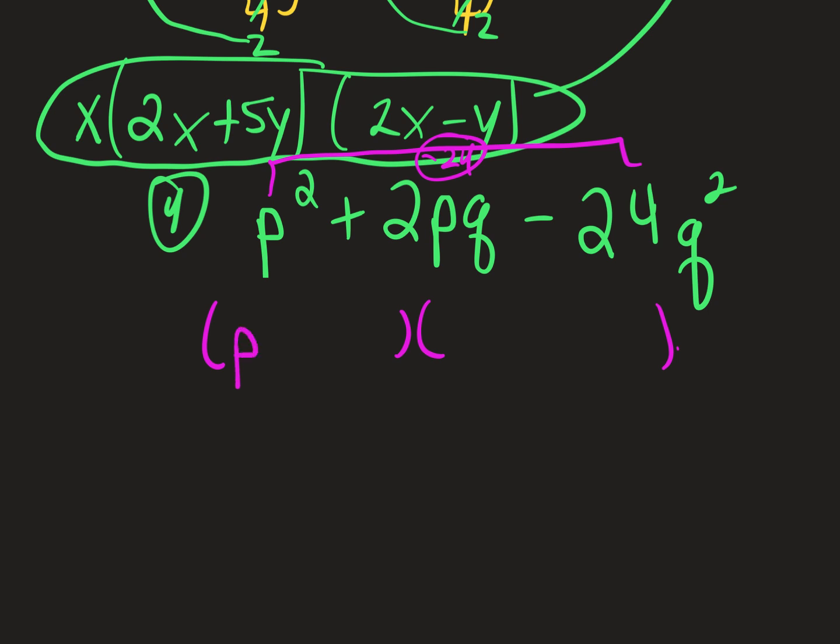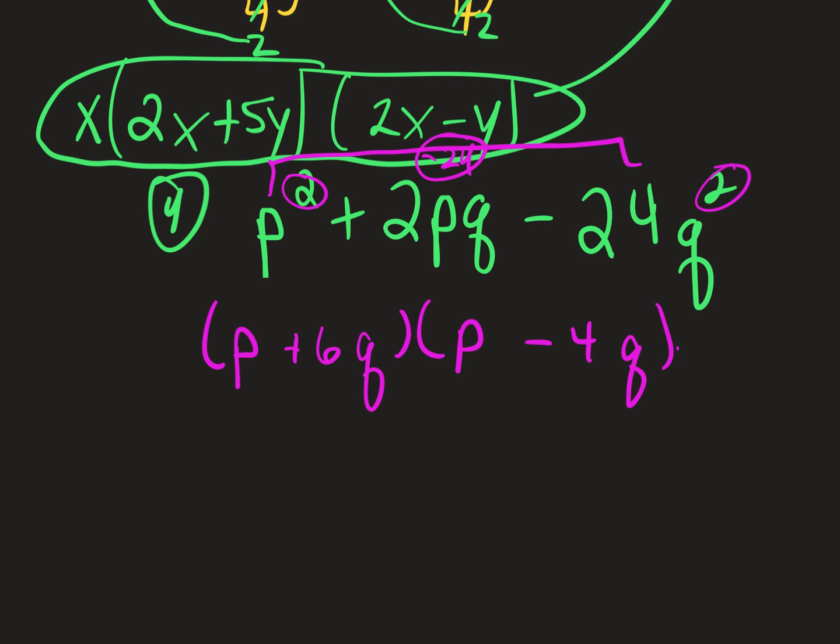So I know I'm going to have a P in the front of each parenthesis, and I'm going to have a Q at the back because I have P squared here and a Q squared here. So my factors that I'm going to use are going to be a positive 6 and a negative 4. Because 6 times negative 4 is negative 24, and 6 minus 4 is going to give me, good, 2.